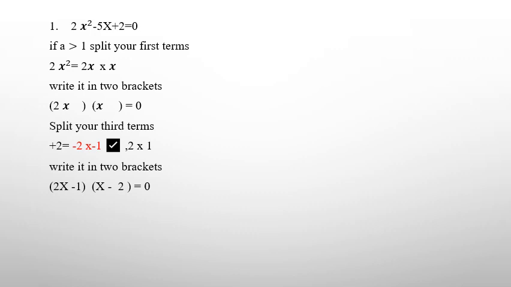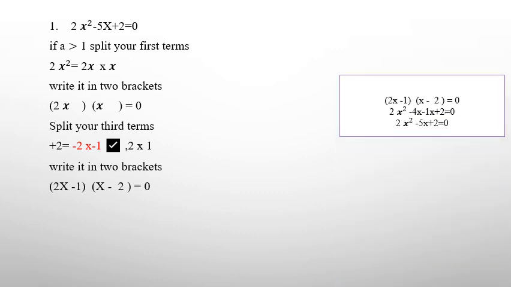You can ask, why, teacher, did you split plus 2 as minus 2 multiplied by minus 1? You can split it as 2 multiplied by 1 also. Why didn't you split it like that? See, if you split 2 as positive 2 and positive 1, you will not be able to get minus 5. See, as I have done here, 2x minus 1, x minus 2, when I multiplied, I got minus 5x. If you split your positive 2 as 2 and 1, you will not be able to get minus 5. So you need to split it both in negative.